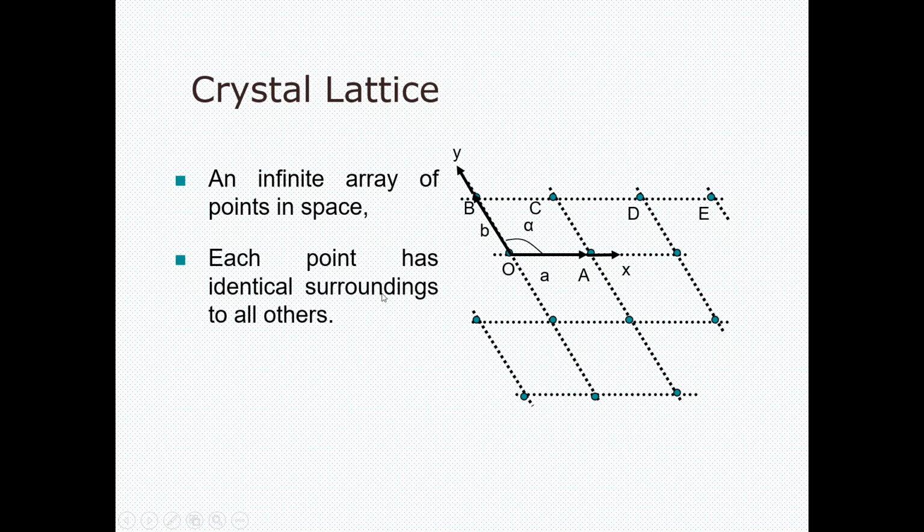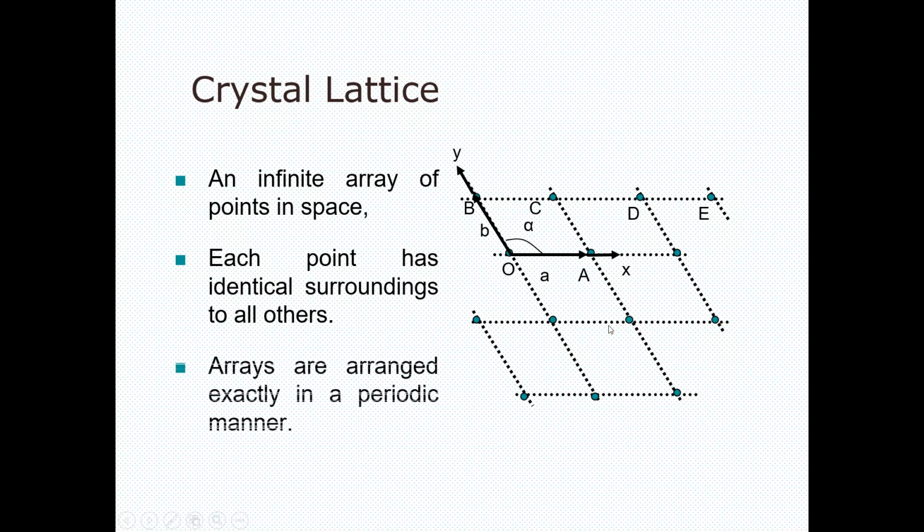What we have further is that each point has an identical surrounding to all other points. If, for example, we consider this point, you can see the surrounding is totally identical; the surrounding of this one is exactly the same as that of this one. And the arrays are arranged in exactly a periodic manner, so you can also see the periodicity. These are the three points one should remember while identifying a crystal lattice.